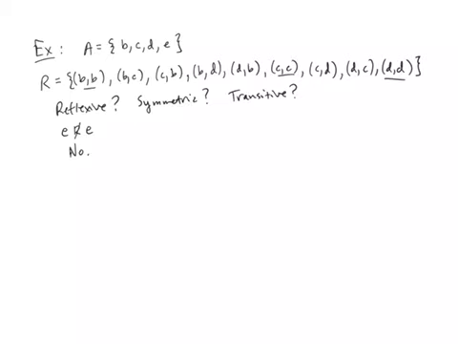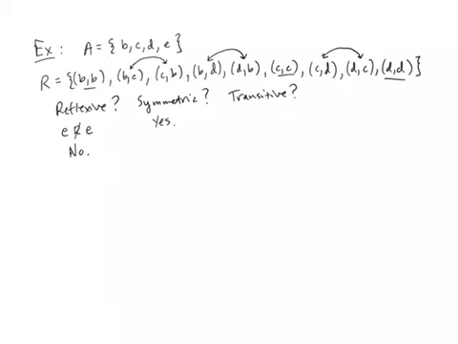As for symmetric, it's pretty easy to see. So anytime you have a pair, so like for example B and C here, you have the symmetric pair CB. And for BD, you have the symmetric pair DB. And for CD, you have the symmetric pair DC. So it's easy to see that, yes, it is symmetric. The transitive, that's a little bit harder to determine just by looking at the elements of the set.